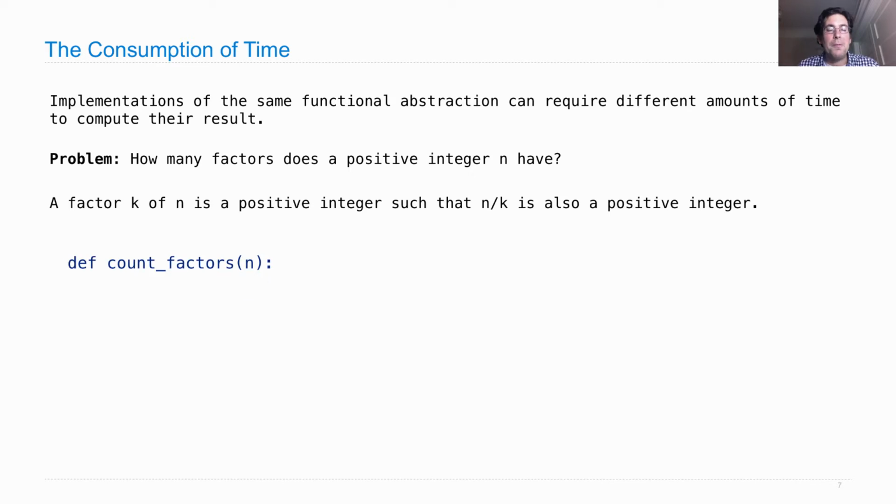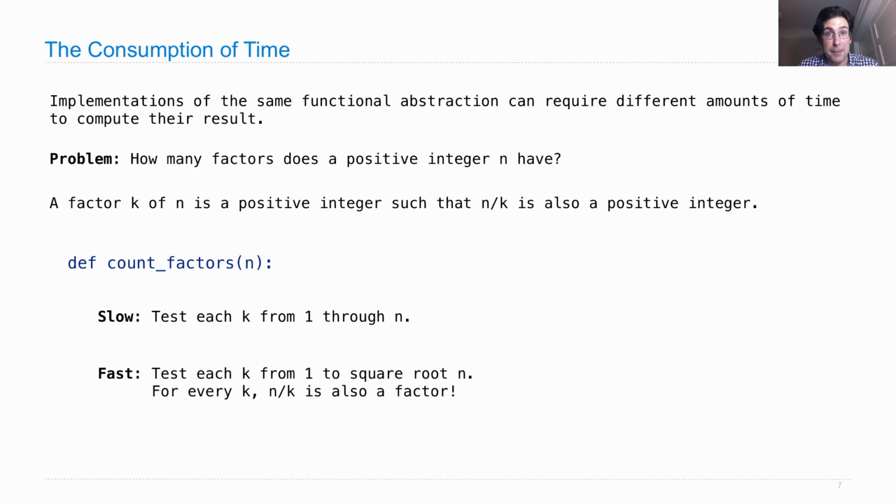So when we define count factors, we're going to consider two different strategies. One is the slow way. We'll just test each k from 1 all the way up through n and see if it evenly divides n or not. All the ones that evenly divide n count as a factor, and we count up the factors. But there's a faster way.